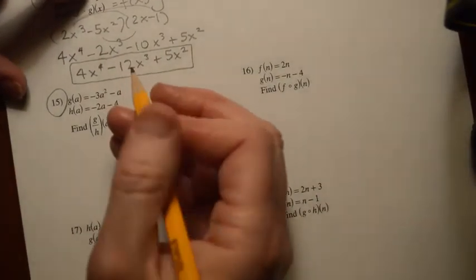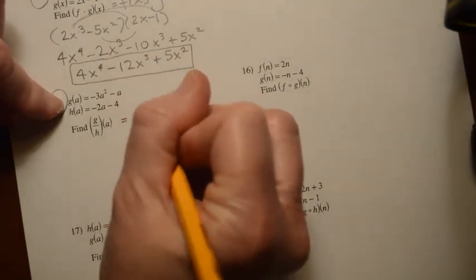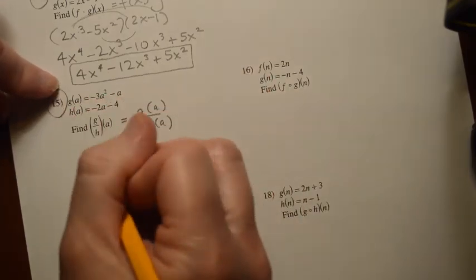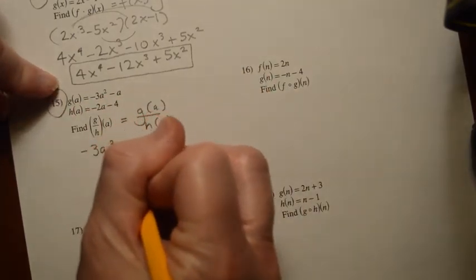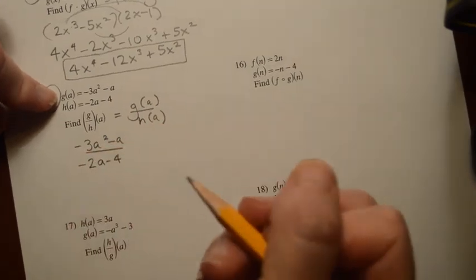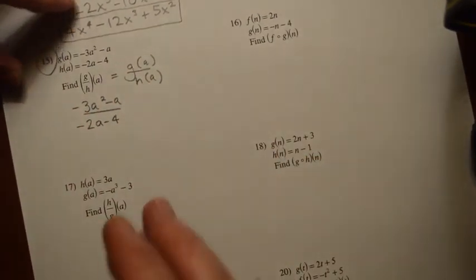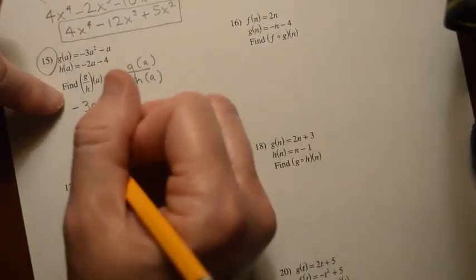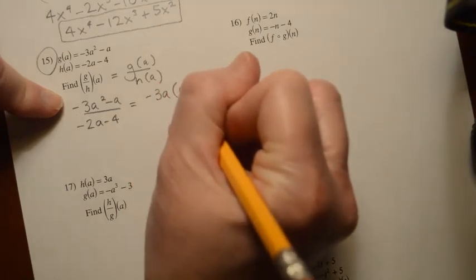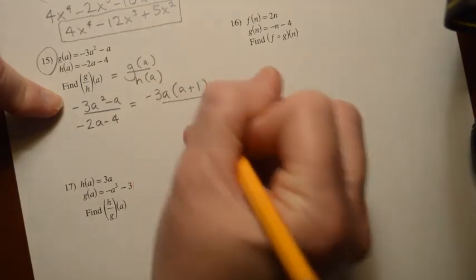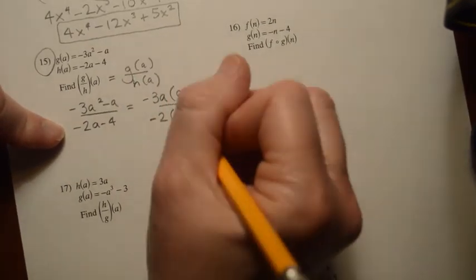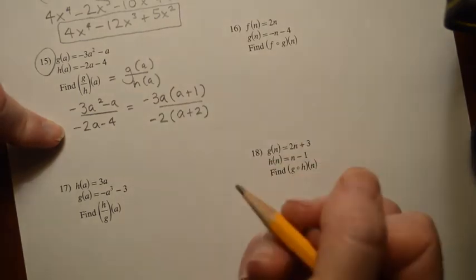Okay, and then the last one that you had to do, this again is g of a over h of a. All right, so g of a is negative 3a squared minus a, and h of a is negative 2a minus 4. Again, you could try and factor that. They both do factor. In this one, I would factor out a negative 3a. That would be left with a plus 1. And here I could factor out a negative 2, and that would leave me with an a plus 2.